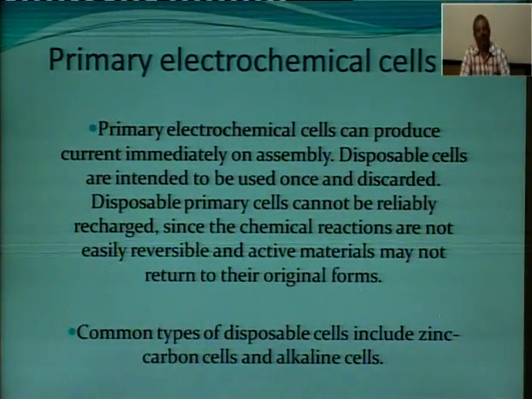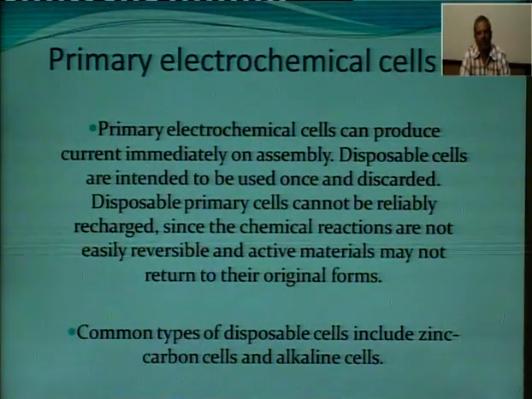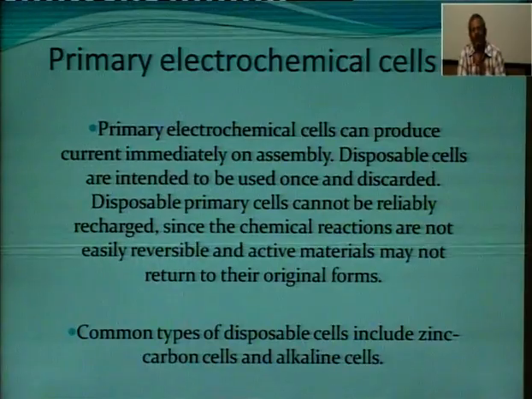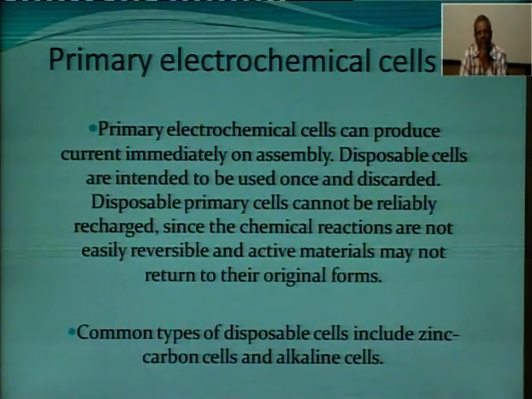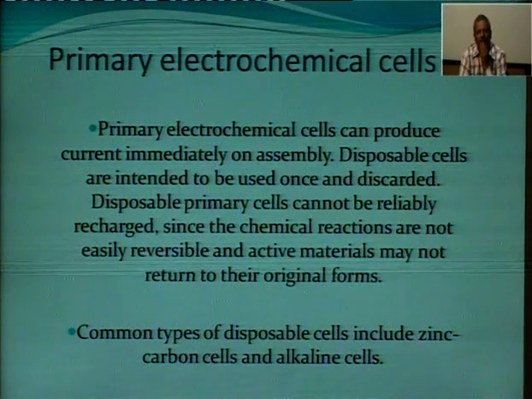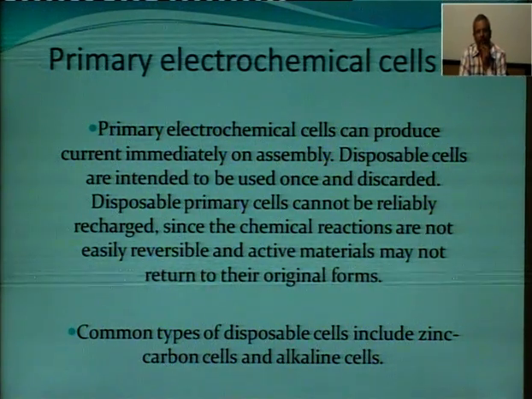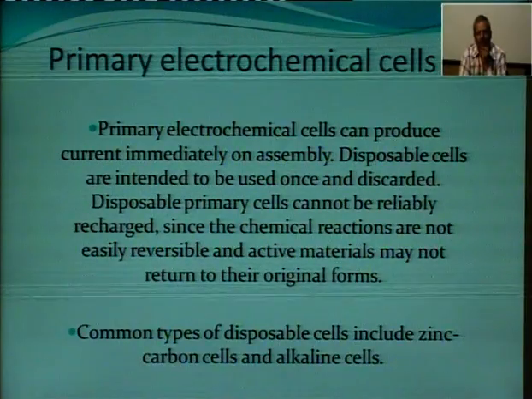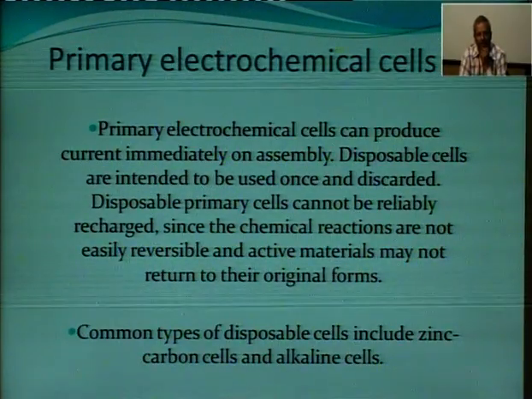Primary electrochemical cells can produce current immediately on assembly. Disposable cells are intended to be used once and discarded. Disposable primary cells cannot be reliably recharged.